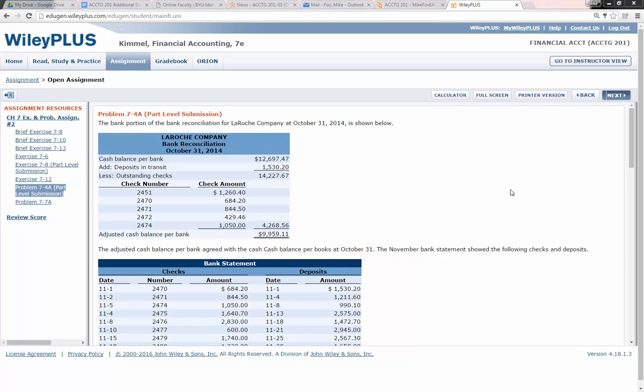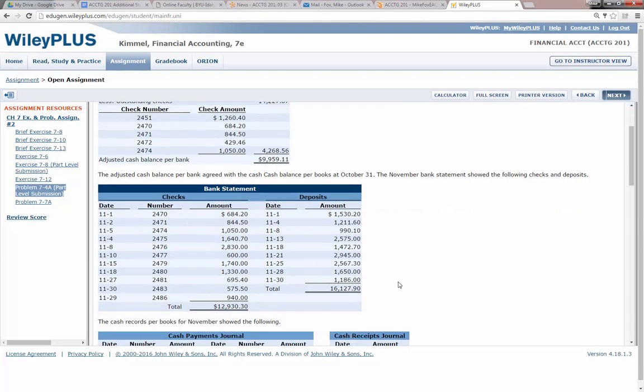Hey everybody, this is problem 7-4A. This is the same problem that's on your homework, so I'll just jump right into it. It gives us a bank portion of the reconciliation for the La Roche Company from October 31st. So this is last month's.